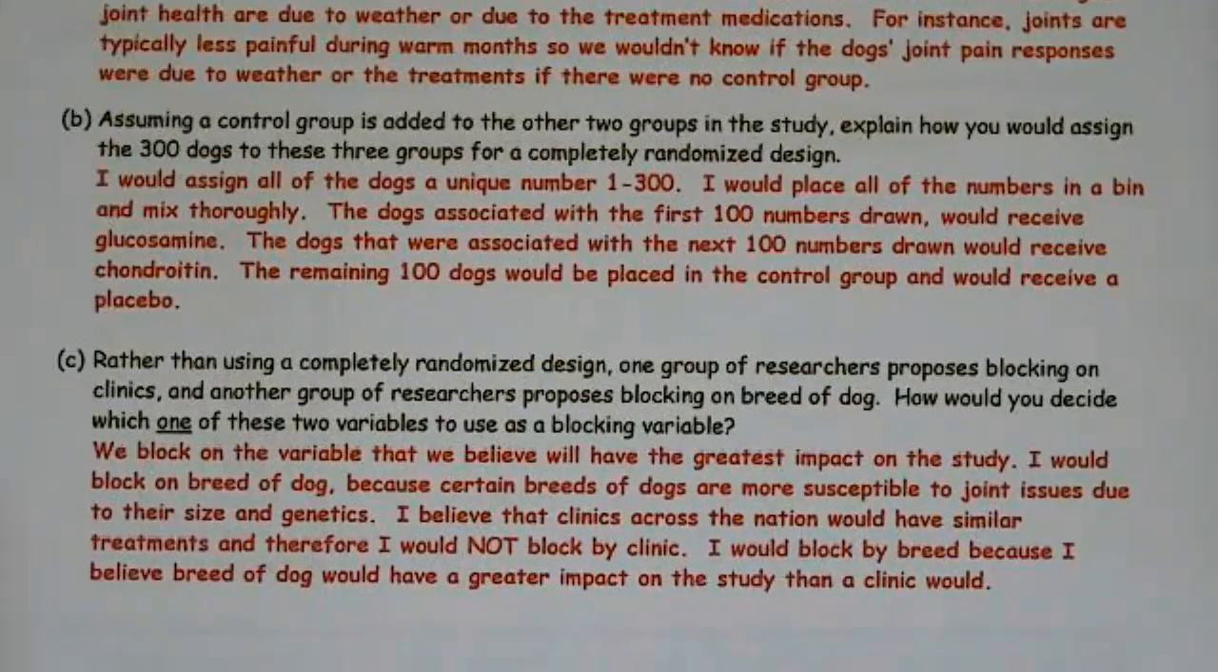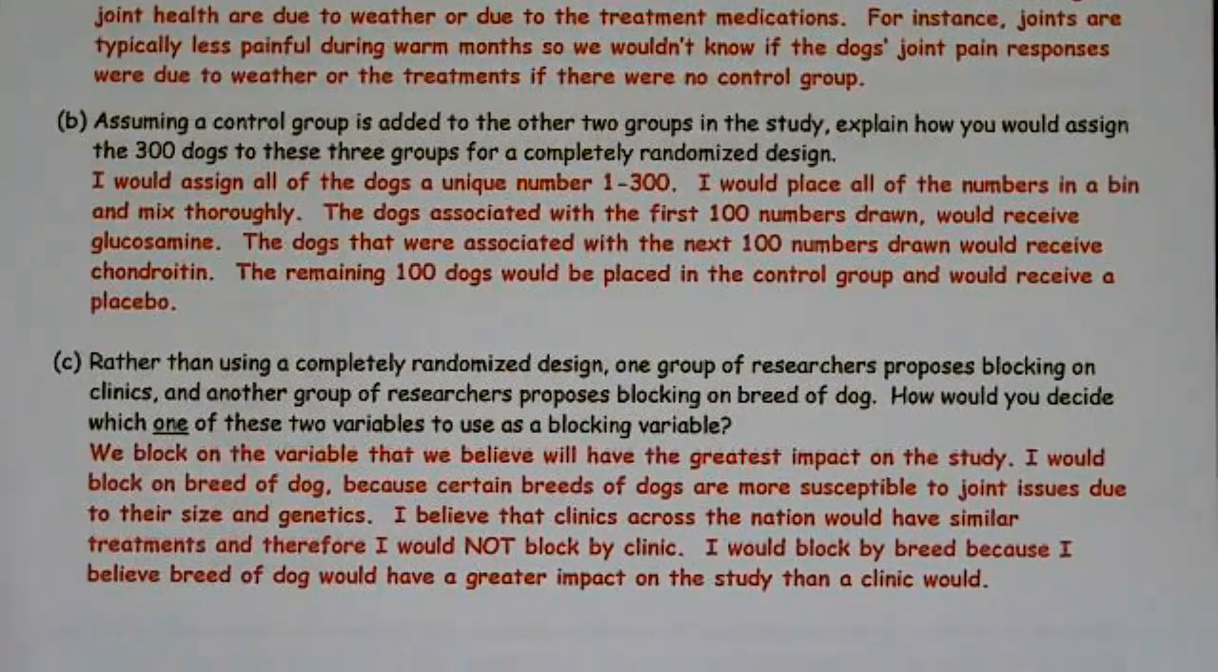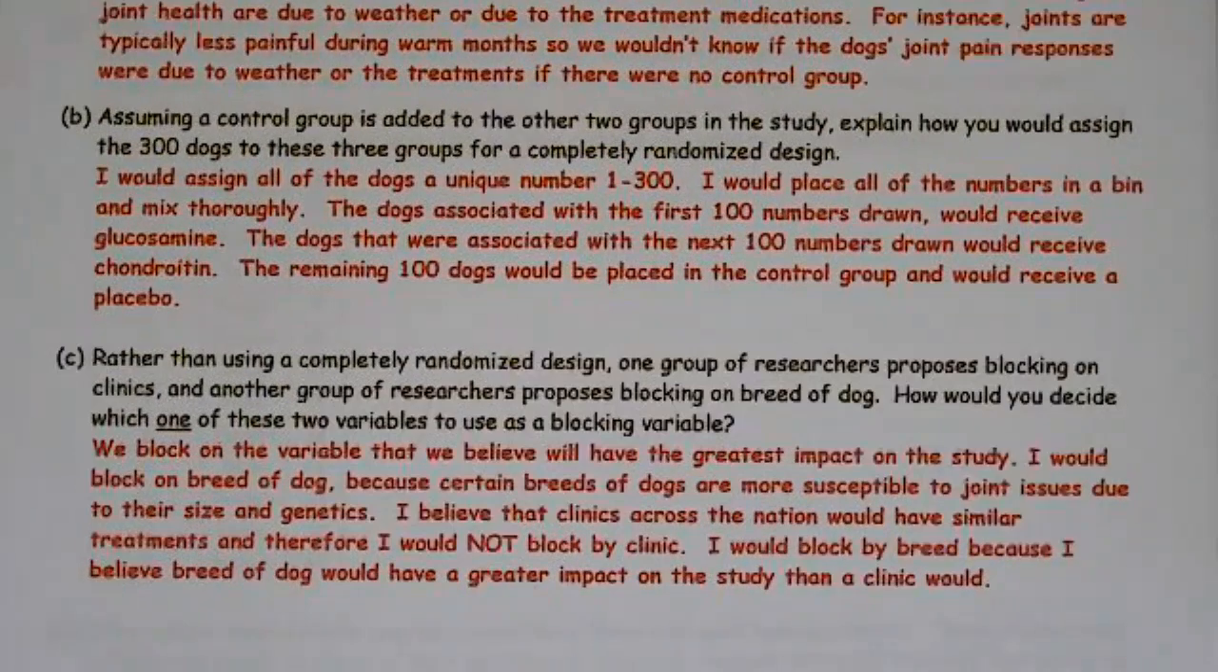Rather than using a completely randomized design, one group of researchers proposes blocking on clinics and another proposes blocking on breed of dog. How would you decide which one of these two variables to use as a blocking variable? Once again, employ this sentence stem. We would block on the variable that we would believe will have the greatest impact on the study.